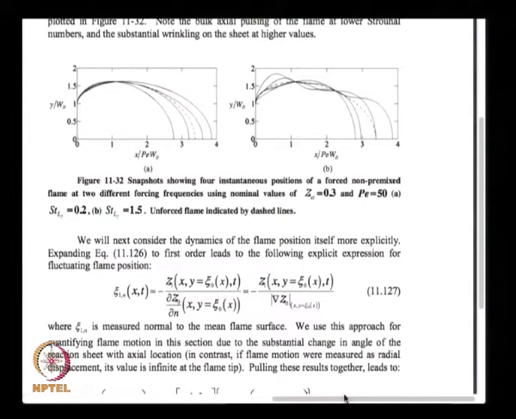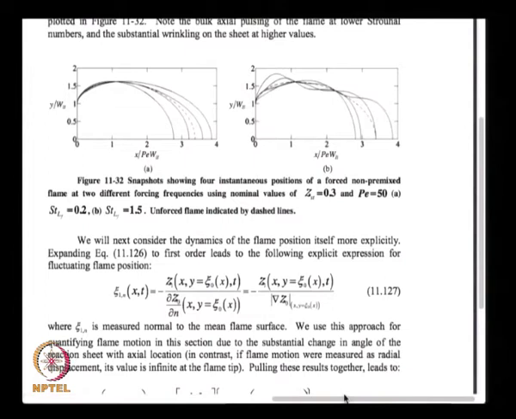So here we have snapshots of 4 instantaneous positions of a forced non-premixed flame, results produced from Leuven with permission. It is forced at 2 different forcing frequencies, and the one on the left corresponds to a Strouhal number, based on flame length, of 0.2. The figure on the right is for a high frequency, Strouhal number of 1.5.